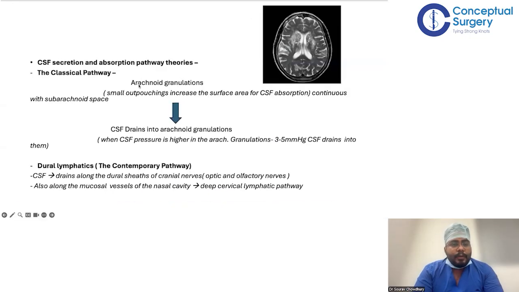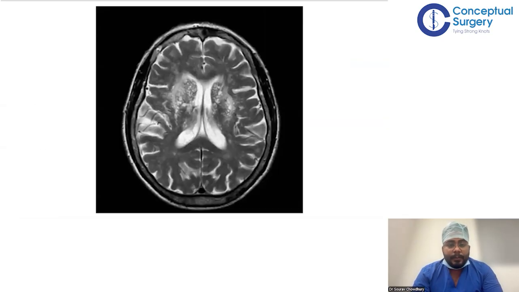So as we have spoken, this is the classical pathway, the arachnoid granulation. CSF drains into the arachnoid granulation whenever the CSF pressure is higher, that is 3 to 5 millimeter of mercury. The other pathways we have spoken about are the dural lymphatics, the contemporary pathway. The CSF drains along the dural sheath of cranial nerves, and also around the mucosal vessels of the nasal cavity, and further into the deep cervical lymphatic pathway.